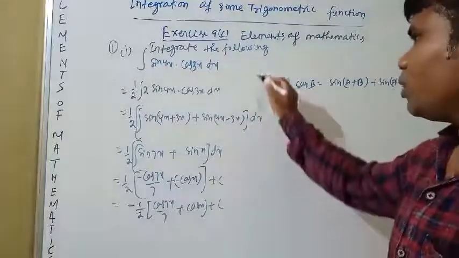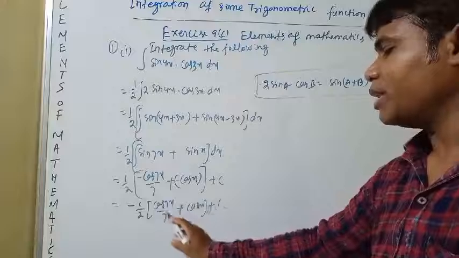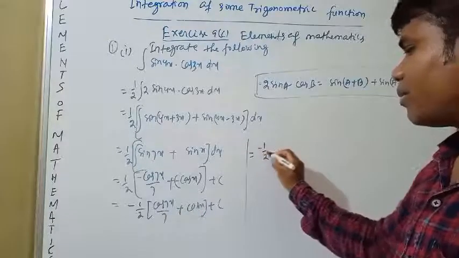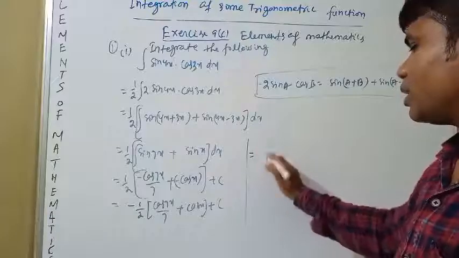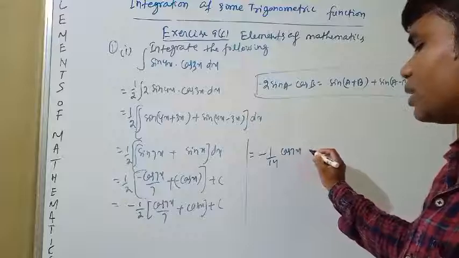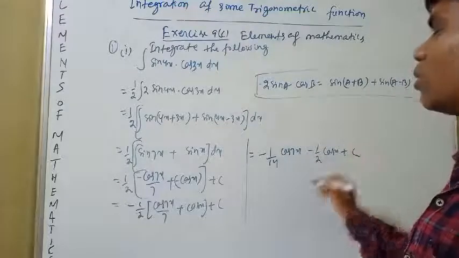Here you see, if you multiply minus half with this and with this, you can get minus 1 by 14 cos 7x minus half cos x plus c.